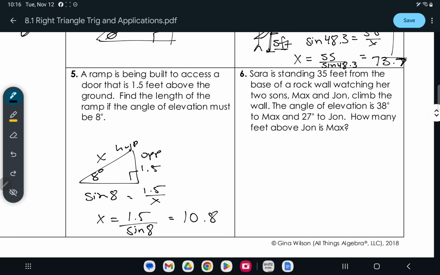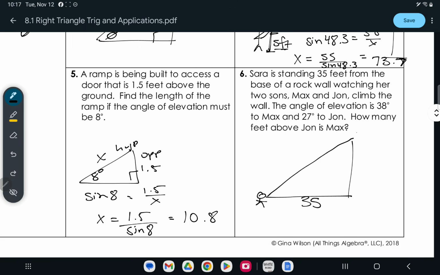Okay. Sarah is standing 35 feet from the base of a rock wall watching her 2 sons. So here she is, 35 feet. We got Max and John. They're climbing the wall. The angle of elevation is 38 to Max.